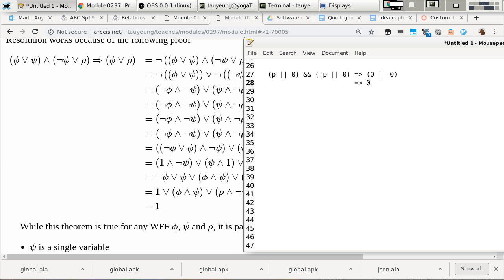I mean, P and not P is implying false. It makes perfect sense, right? You cannot have both being true at the same time. In fact, because P and not P is false, the implication is always true anyway. But it does imply false.